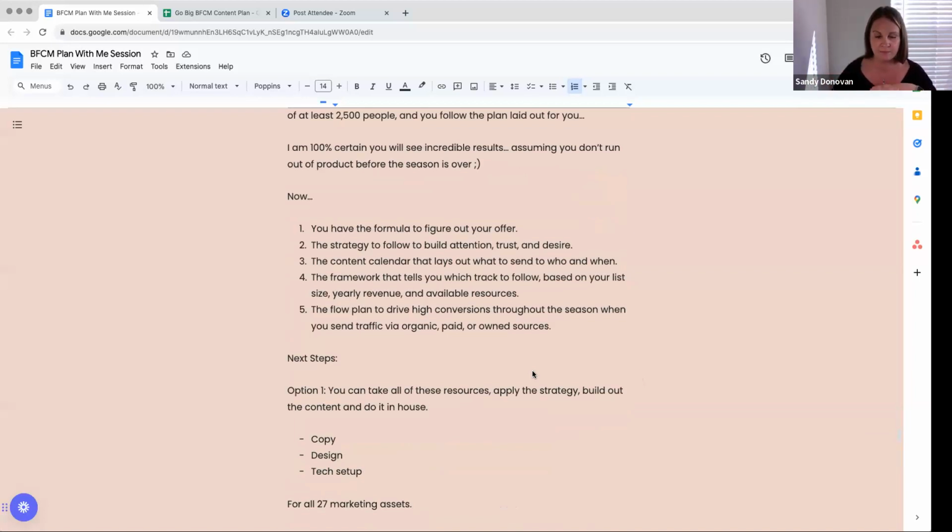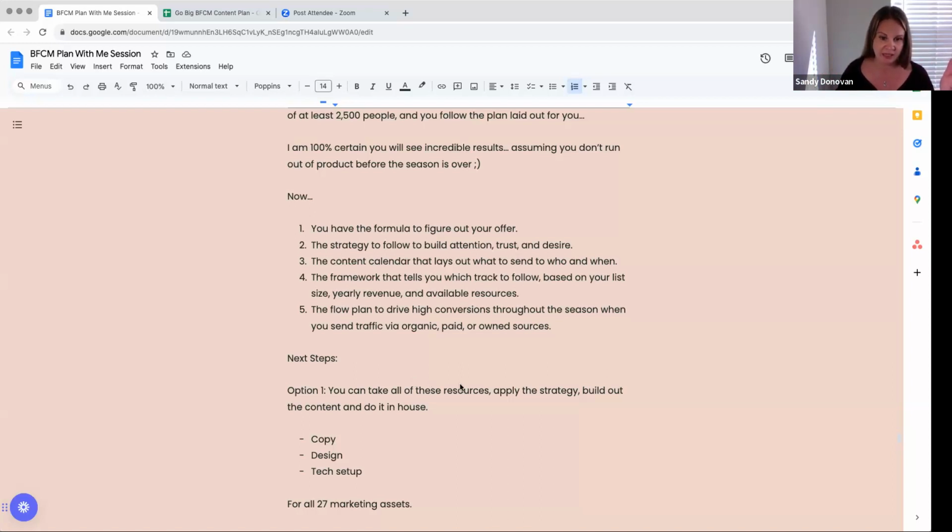So the next steps. Option one, you can take everything that I gave you today. You're going to have access to all of this. You take these resources, you can apply the strategy, you can build out the content, you could do it in-house, you can get all of this done before November. So that's going to be the copy, the design, and the tech setups, which is segmentation, building out the flows, scheduling the campaigns, building the templates and making sure that's all linked. So you can do all of that.